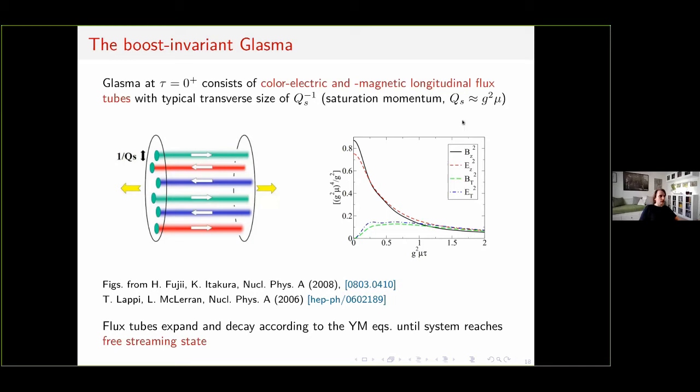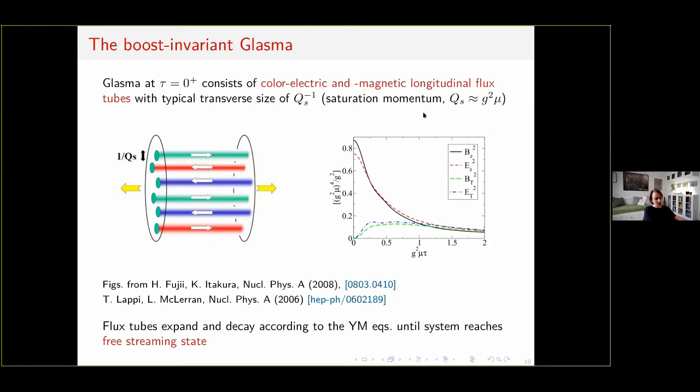What this means is basically that your initial Glasma is just a collection of longitudinal flux tubes, both electric and magnetic. And if you then let this Glasma evolve, then these flux tubes start to expand in the transverse plane and they decay. During this decay, which of course is governed by the Yang-Mills equations, as I told you, you also generate some transverse electric and magnetic fields. Until at some point all of these four components, longitudinal magnetic, longitudinal electric, transverse magnetic, transverse electric energy density components, basically meet up at the same value. At this point, nothing really changes anymore. It just keeps going like that. And this is actually a free streaming state.